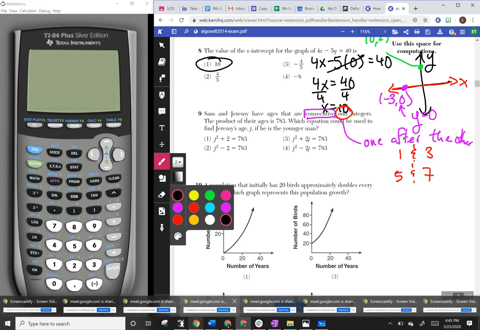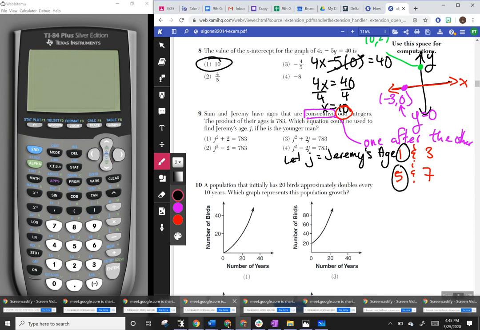Okay, so let's say Jeremy is J. So let J equal Jeremy's age, and Jeremy is younger. In the examples I wrote in red here, Jeremy would either be age 1 or age 5, meaning that Sam has to be how many years older? That has to be 2. If it's the next odd integer up, Sam is going to be 2 years older. So J plus 2 is going to be Sam's age.